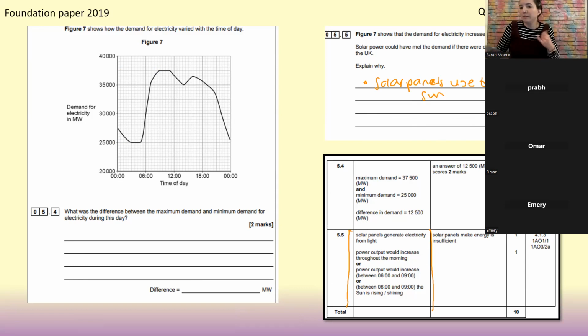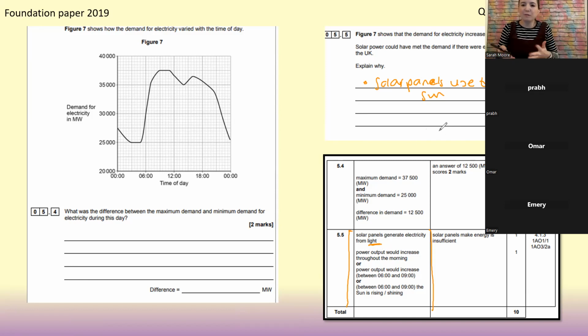That isn't correct anyway. We need to be referring to the sun's light energy. But also, that's never going to get you 2 marks. And we see this time and time again. For a 2 mark, 3 mark, 4 mark question, students will write 1 sentence, and that is never going to get you 4 marks. But people do still think, well, if it's correct, it's surely worth 4 marks.